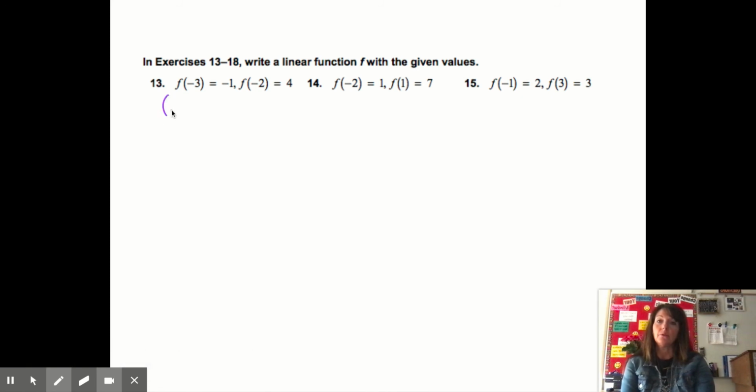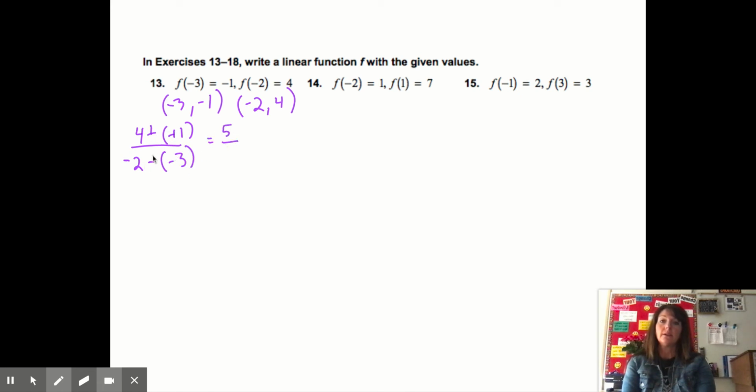Start by writing the ordered pairs. Input is -3, the output is -1. Input -2, output is 4. So 4 minus the -1 over -2 minus the -3. So we'll get a positive 5, and here we'll get a positive 1. So our slope is equal to 5.